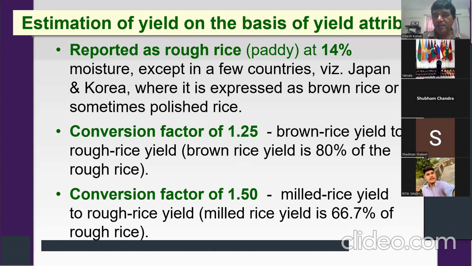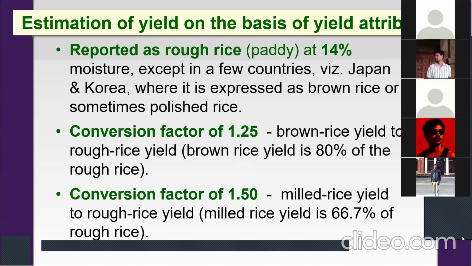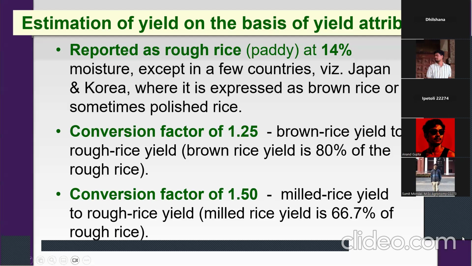Any clarification in this, Vasla? Sir, could you please explain what is the composition of brown rice?